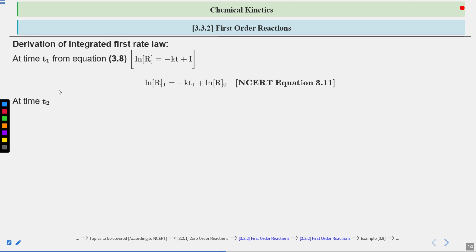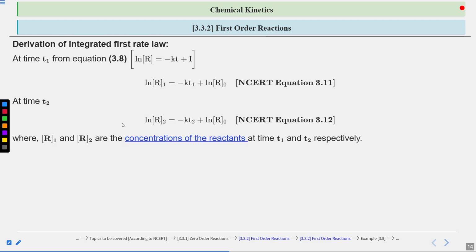Now similarly at time t2, the equation will become ln of r2 is equal to minus k t2 plus ln of r0. This equation is representing the NCERT equation 3.12. Now here r1 concentration and r2 concentration are concentration of reactants at the time t1 and t2 respectively.